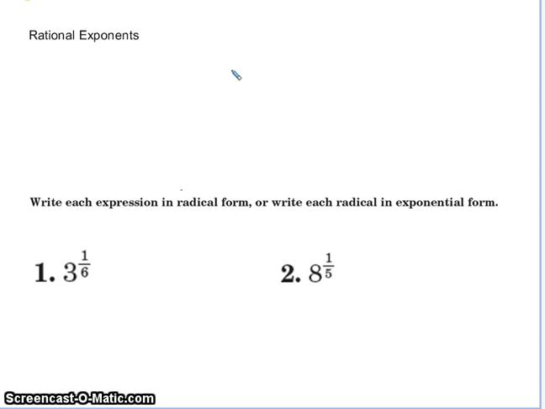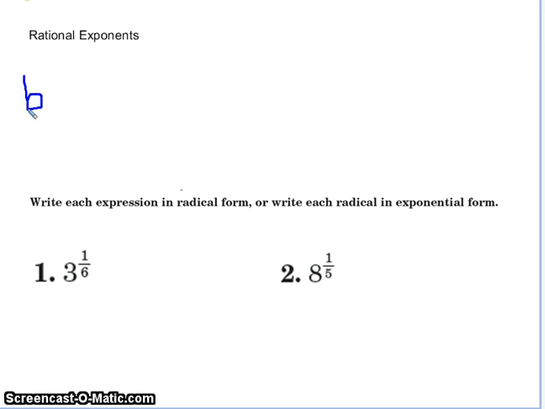So today we're going to discuss rational exponents, and the word rational should definitely make you think of a fraction. Rational exponents means that we are going to represent our exponents in fraction form. First of all, we need to look at 2 rules, so let's write these down.